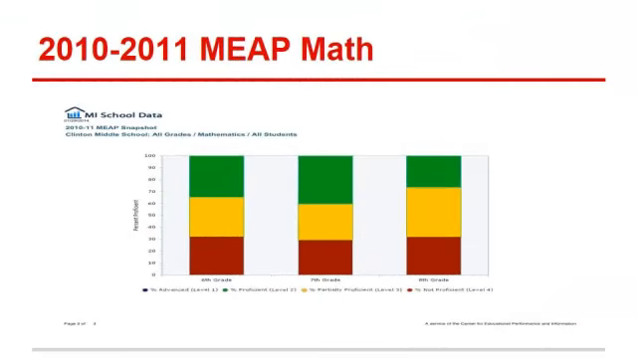In 2010-2011, only 34.6% of students in the 6th grade were proficient on the Math MEAP. Only 41.1% of 7th grade students were proficient in the Math MEAP, and only 27.4% of 8th grade students were proficient on the Math MEAP. In all grade levels, less than 10% were at the Advanced or Level 1 in Math.